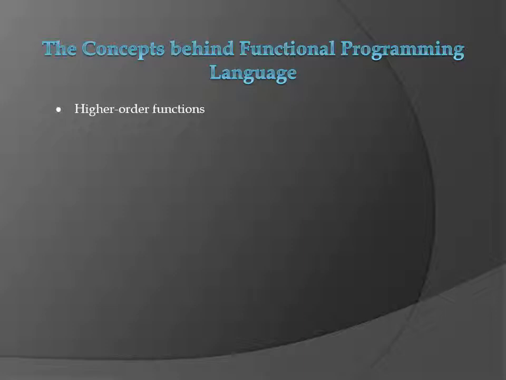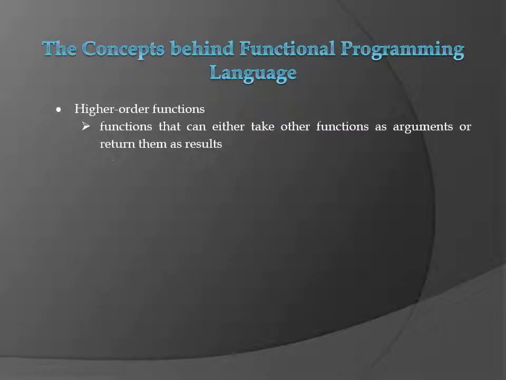Higher-order functions are functions that can either take other functions as arguments or return them as results. In calculus, an example of a higher-order function is the differential operator, which returns the derivative of a function. Higher-order functions are closely related to first-class functions in that higher-order functions and first-class functions both allow functions as arguments and results of other functions.